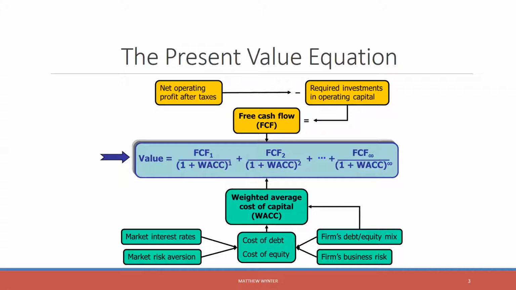So if we have import tariffs, if we have export tariffs, quotas, if we have free trade, if we have the ability to sell more or the ability to sell less, all of that is going to affect our free cash flow. The other way that the flow of capital and goods between countries is going to affect our value is through our denominator, through the WACC, our weighted average cost of capital.